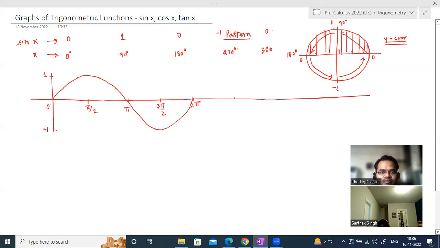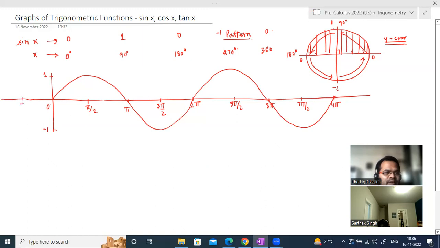What will be the next value? 5 pi by 2, 3 pi, 7 pi by 2, and then 4 pi. It will again go like this, come down, and this will also happen on the negative side as well.